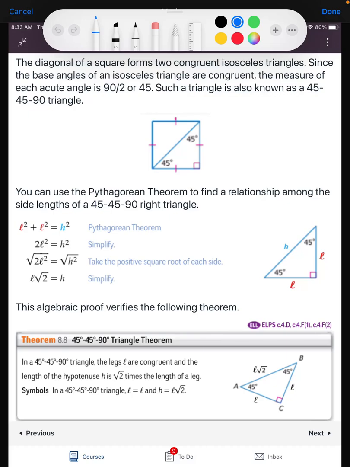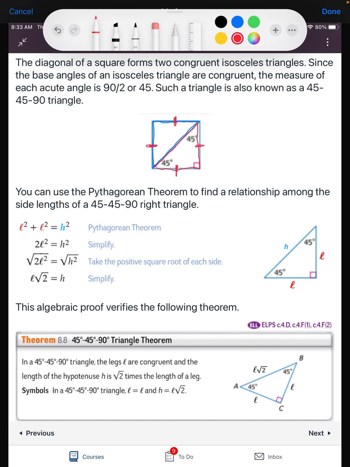In this video, we'll discuss the special relationships in a 45, 45, 90 degree triangle. To illustrate this, we'll look at the diagonal of a square that forms two congruent isosceles triangles. If we put a diagonal through the square, we get this triangle, and we also get another triangle. They're both going to be isosceles. They have two equal sides.